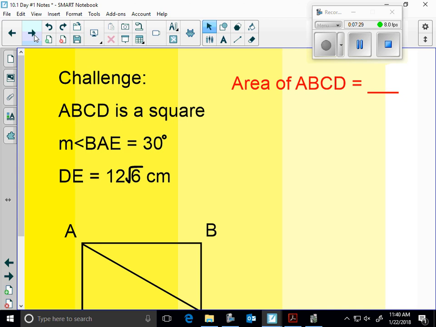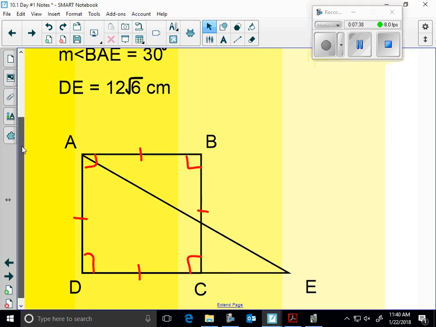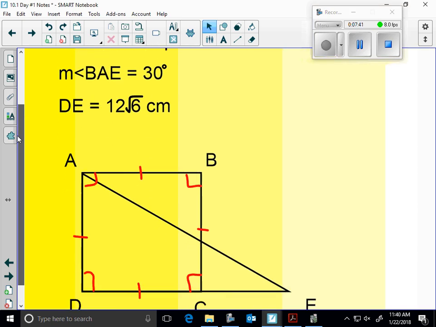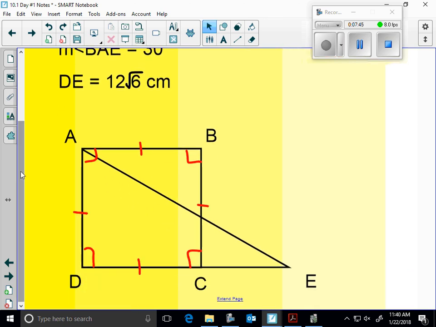All right, I think I've got a little bit more to do here. This would be a challenge problem. You can work on it on your own. Actually, I'll pause and I'll give you the answer to that. All right, I decided not to give you the answer right away, but ABCD is a square, so I've marked that appropriately. BAE is 30, so this angle is 30. That makes this angle right here 60.